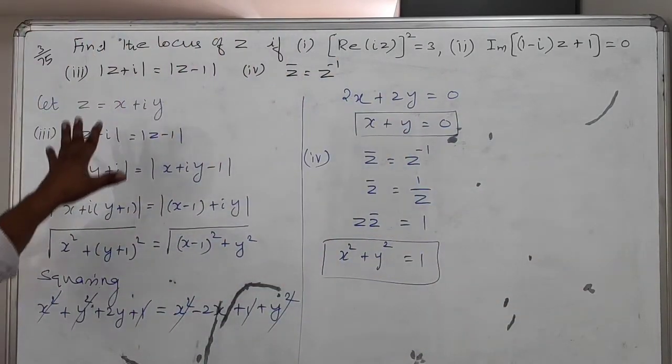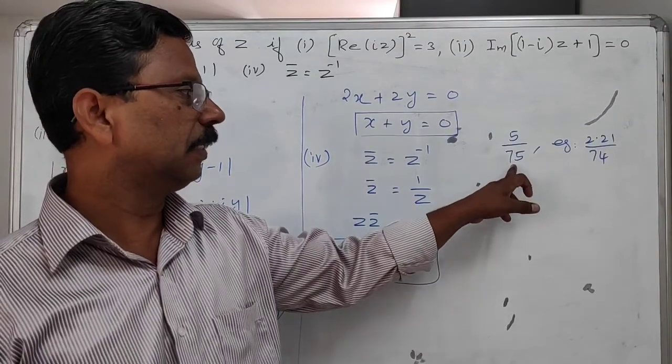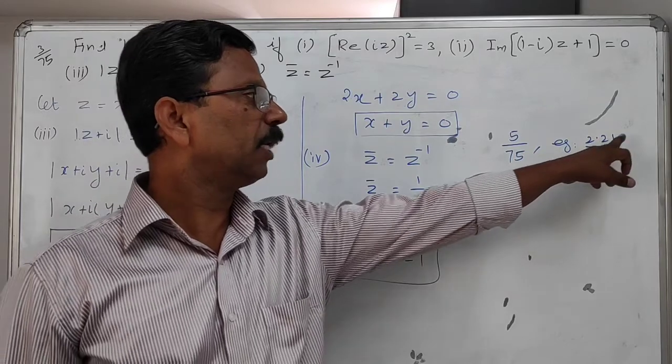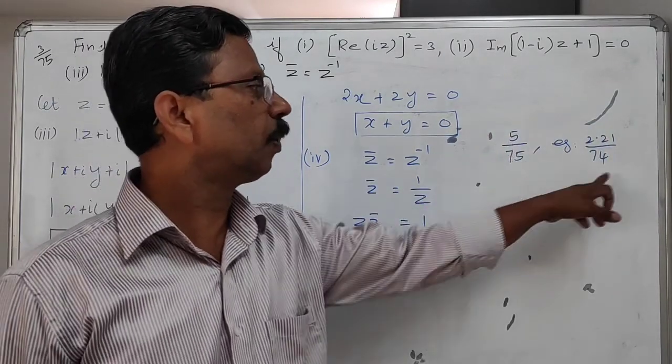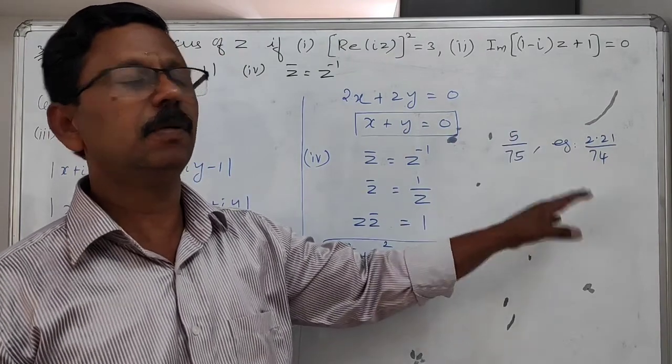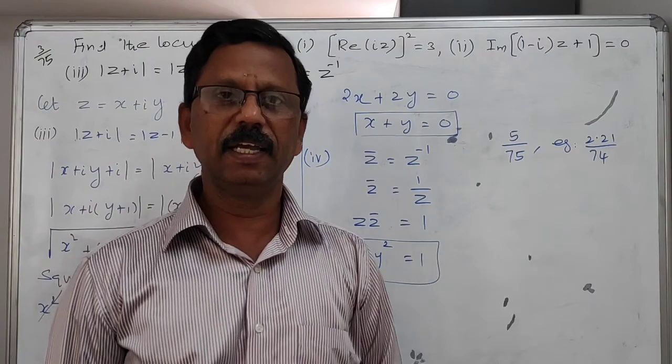Now these are the four subdivisions we have completed. Likewise, problem 5 given at page number 75 and example 2.21 given at page number 74, you can take these two problems as homework. They are very similar to this type of problems. Okay. The other problems you will see in the next class. Thank you, children.